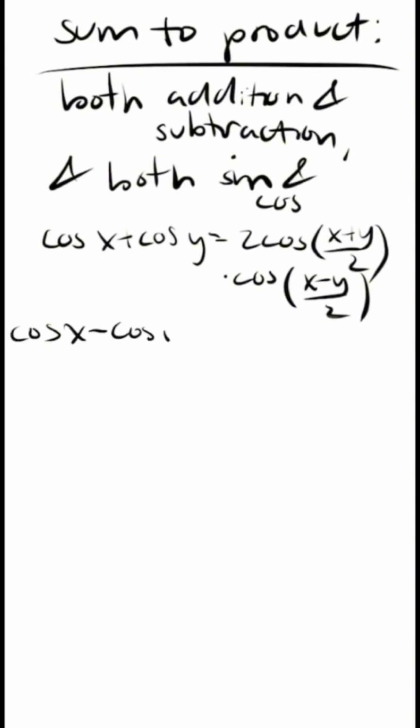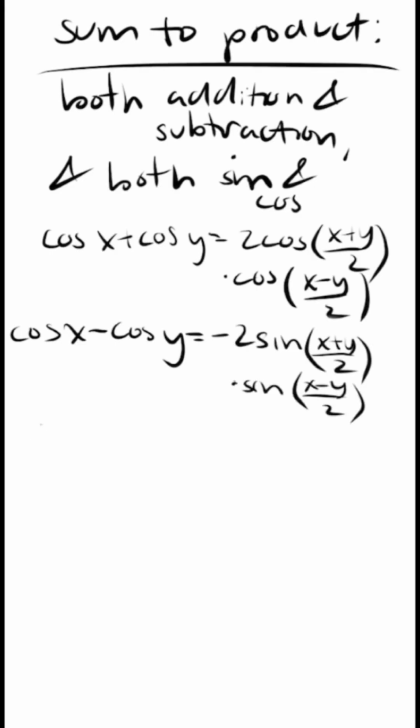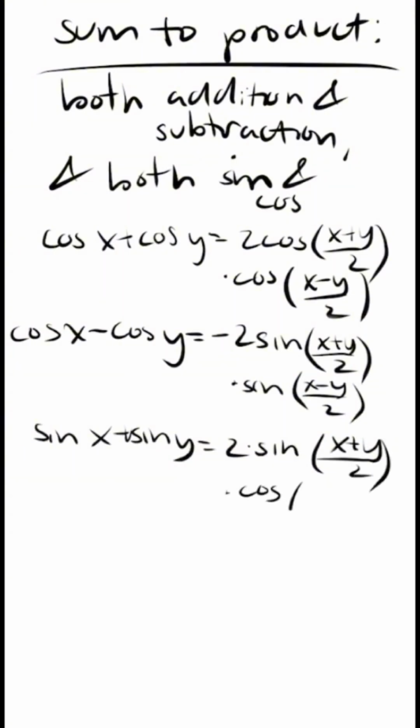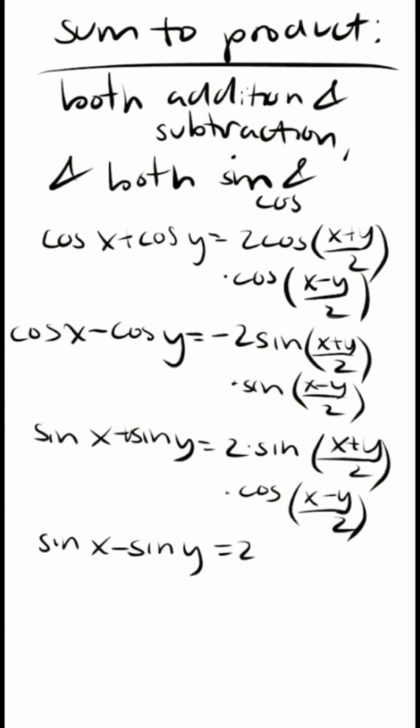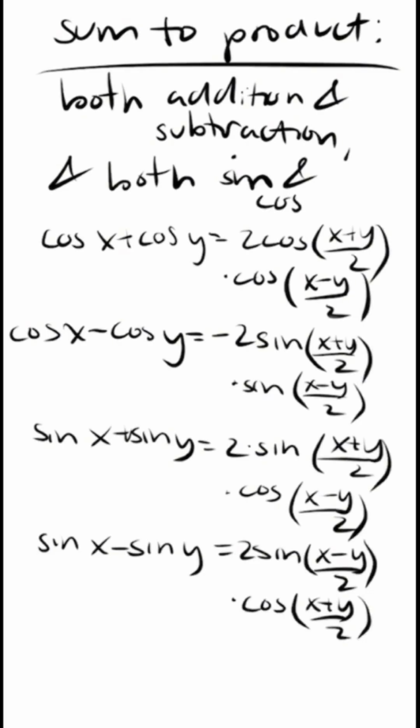Then the second one says cosine x minus cosine y equals negative 2 sine x plus y divided by 2 times sine x minus y divided by 2. And for sine addition, we have sine x plus sine y equals 2 sine x plus y divided by 2 times cosine x minus y divided by 2. Then finally, for sine and subtraction, we have sine x minus sine y equals 2 sine x minus y divided by 2 times cosine x plus y divided by 2.